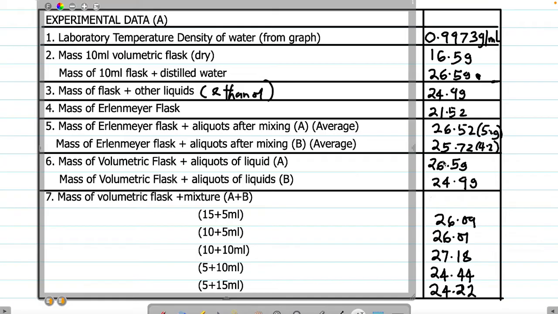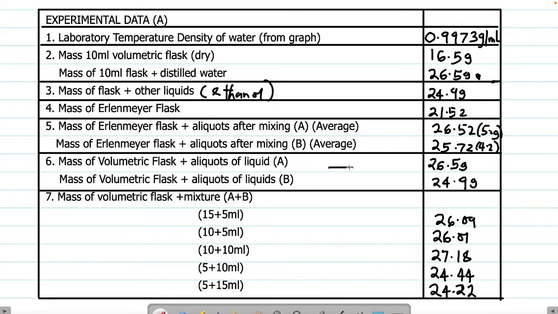Please, for number 6, just repeat exactly what you have here. Now this third one, please repeat it here. Some people may ask why. If you notice, they said mass of volumetric flask. The flask we made use of in this case was a volumetric flask. This 10 ml flask is the volumetric flask plus distilled water. This aliquot A is water actually.